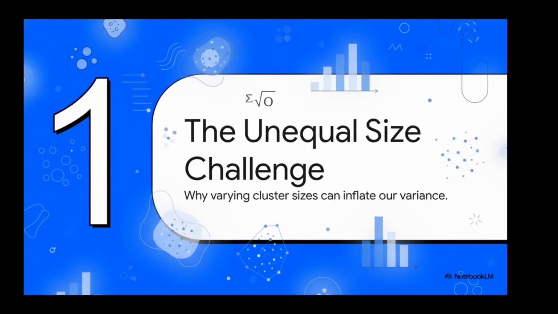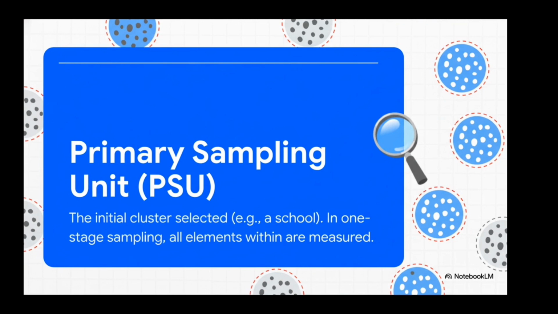Okay, let's kick things off by understanding exactly why these unequal cluster sizes can be such a huge headache for us. It really all comes down to one thing: variance. Now, just to make sure we're all on the same page, let's talk terms for a second. When I say PSU, or primary sampling unit, I'm just talking about the cluster itself, the groups we're sampling first. In the example we'll look at later, these are going to be classrooms. And in one-stage cluster sampling, it's simple. Once we pick a PSU, we measure every single person or thing inside it.